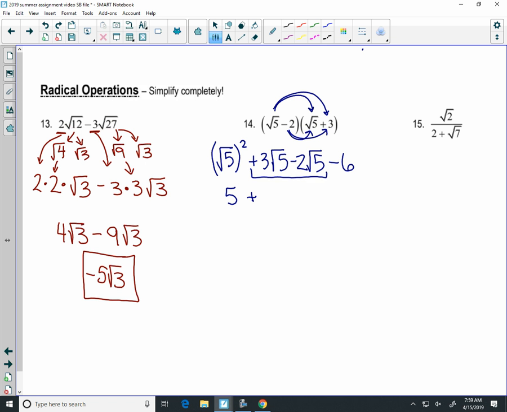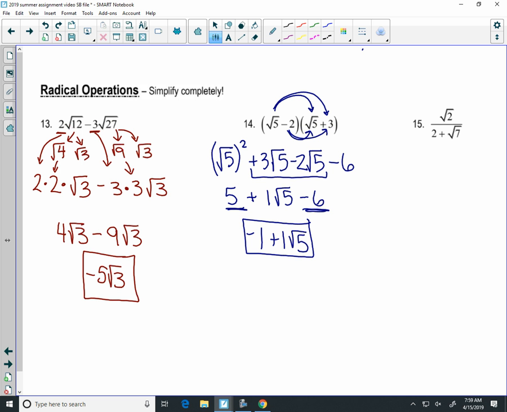Here I have 3 radical 5's minus 2 of them is just 1 radical of 5. Don't forget about that negative 6. And then my like terms are 5 and negative 6. So that's going to give me negative 1. So you could write that as negative 1 plus 1 radical 5 or negative 1 plus radical 5. Those are equivalent.